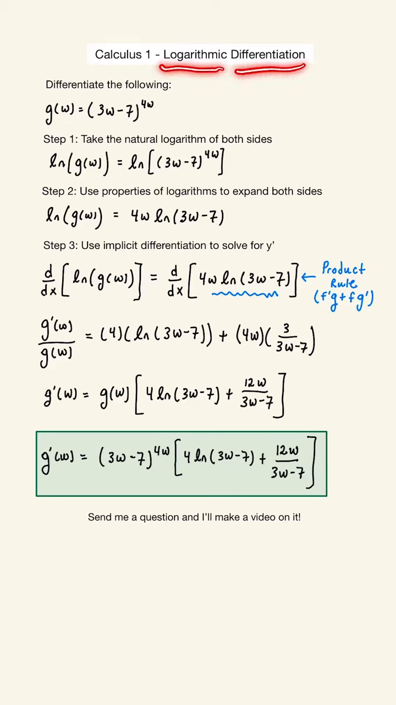Here we have another logarithmic differentiation example problem, and we want to differentiate g of w, which is equal to 3w minus 7 raised to the 4wth power. So when we evaluate this right-hand side, it looks a little bit complicated.